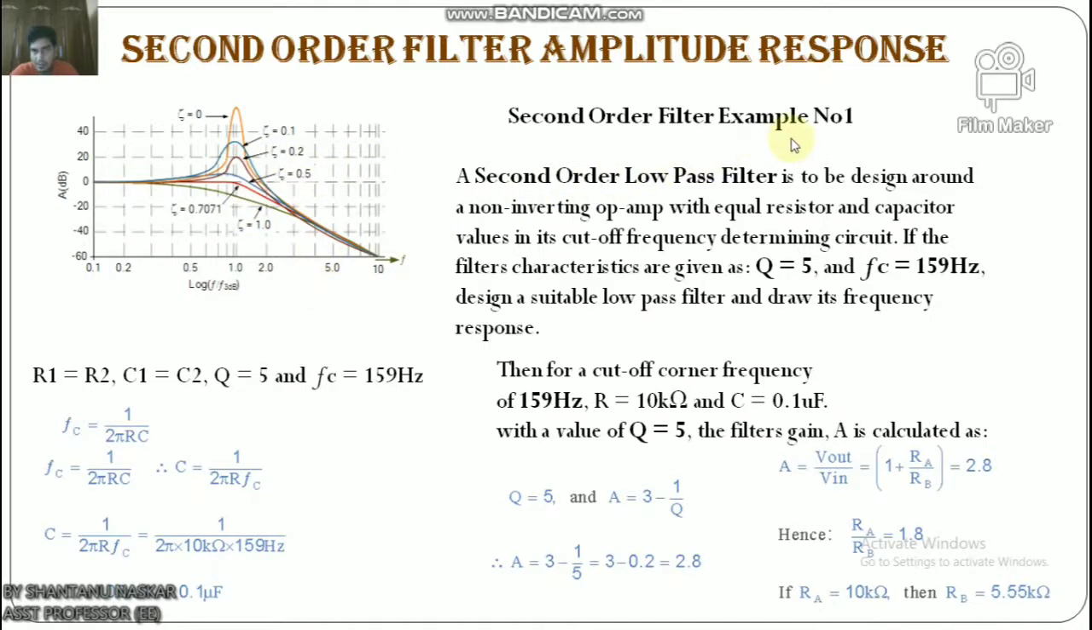Now I will discuss an example. In this example, a second order low pass filter is to be designed around a non-inverting op amp with equal resistor and capacitor values in its cutoff frequency determining circuit, if the filter characteristics are given as Q equals 5 and Fc equals 159 Hz. Design a suitable low pass filter and draw its frequency response.